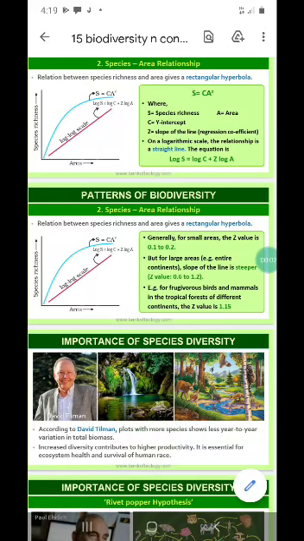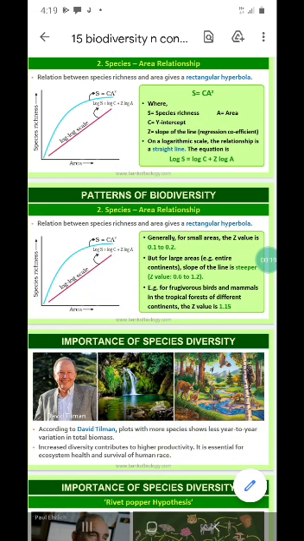Hello children, and welcome back to biology class. We are continuing with the lesson Biodiversity and Conservation, and today we are going to do patterns of diversity. In that area, the species area relationship.